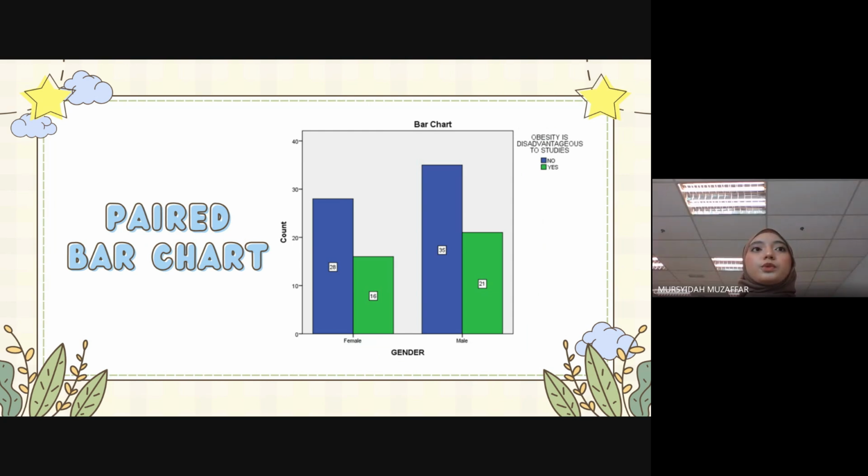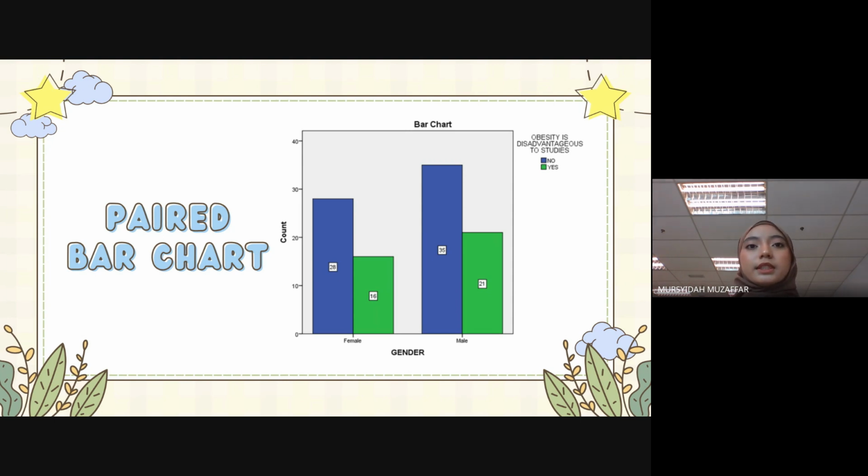Next, we will move to the paired bar chart, which breaks down awareness level based on gender. On the x-axis, as we can see, we have the gender, which is male and female. And on the y-axis, we can see the number of students. The green bar represents the students who believe obesity is disadvantageous to academic performance, while the blue bar represents those who do not believe so. So amongst female students, there are 28 students that said no, which means they don't believe obesity affects studies, while only 16 female students said yes.